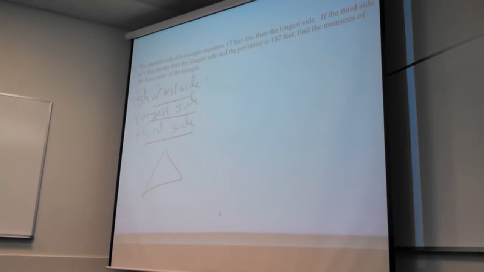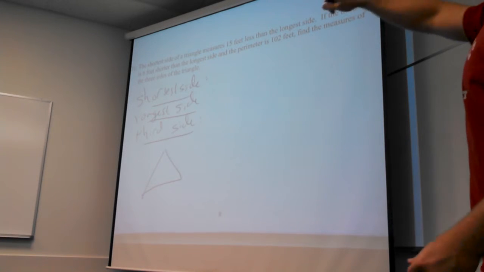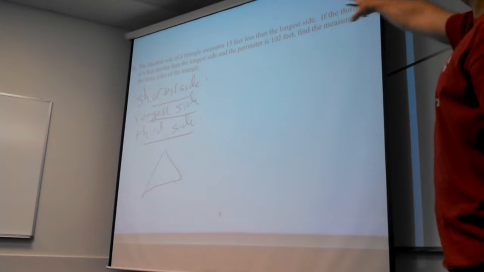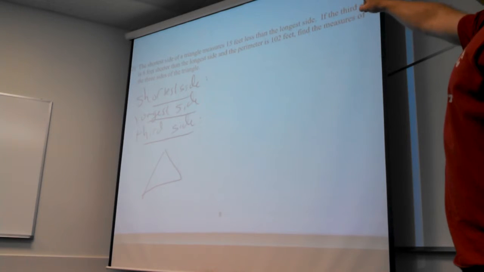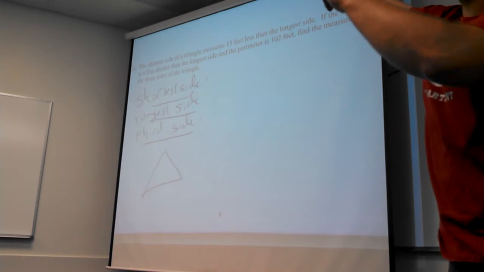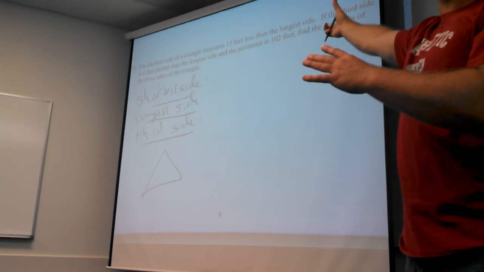I've got to start giving these things math names. So here are the English names. What are the math names? So which side do the other two depend on? For example, that first statement: the shortest side measures 15 feet less than the longest. So see how the shortest depends on what the longest is.